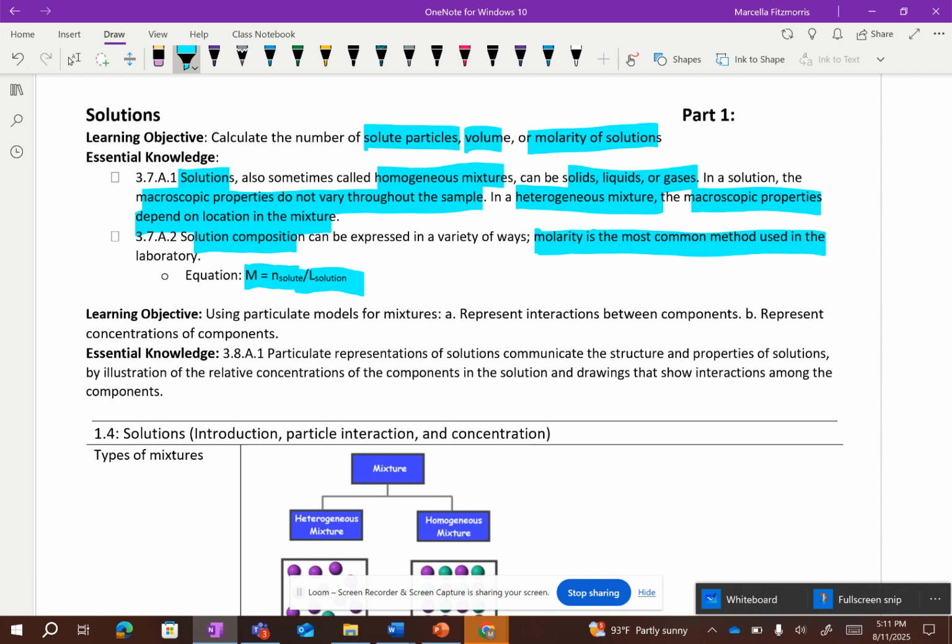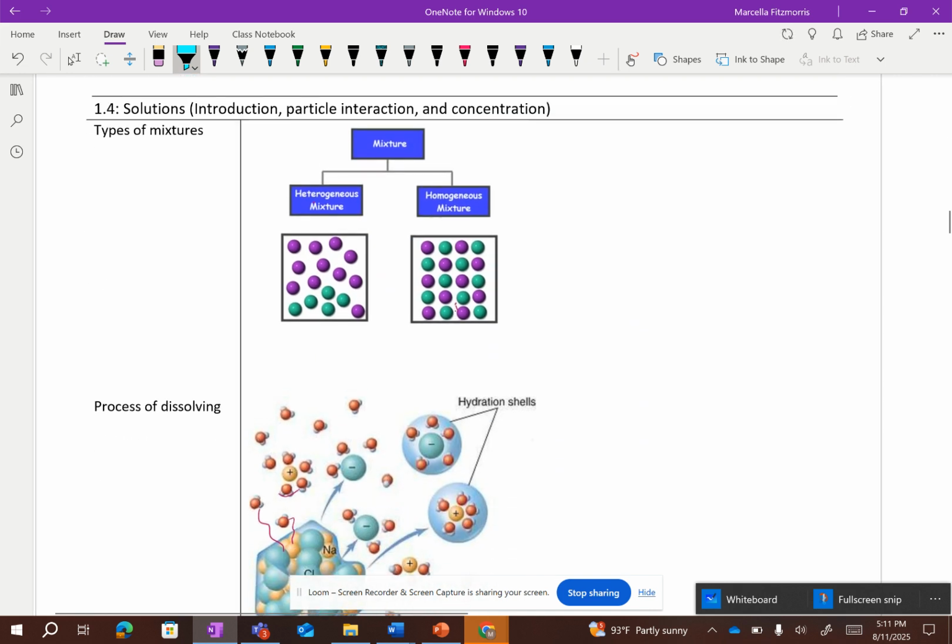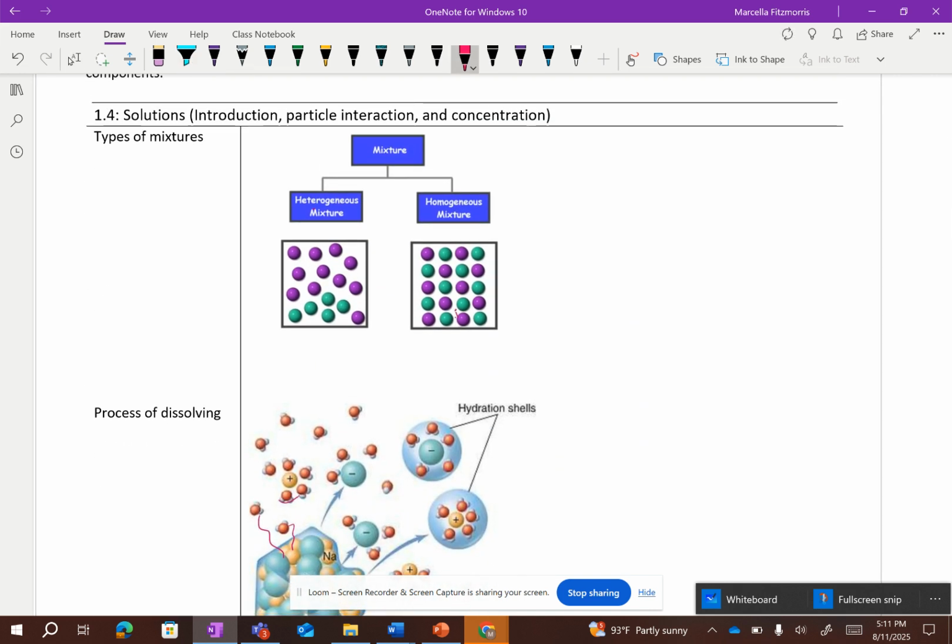Right. We also want to be able to use particulate models for mixtures, to represent interactions between components, and to represent concentration of components. Okay. So basically we're drawing pictures and we're calculating. So, solutions. There are two types of mixtures. There's the heterogeneous mixture and the homogeneous mixture.